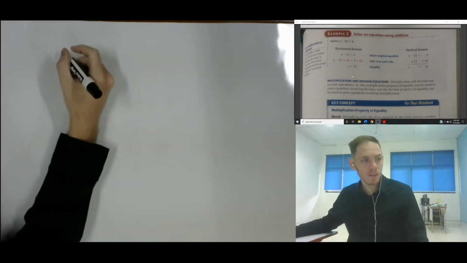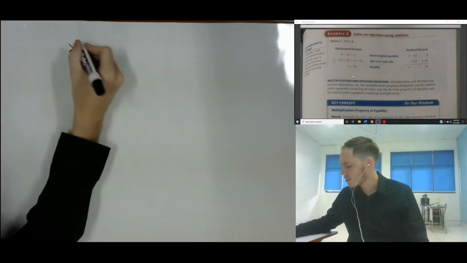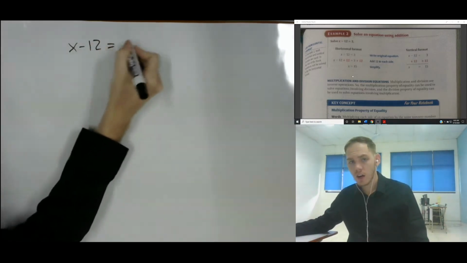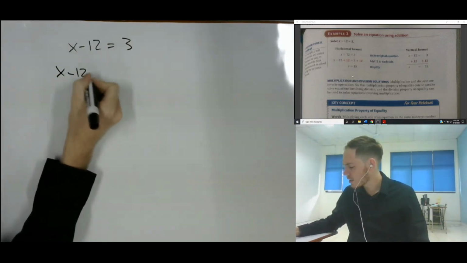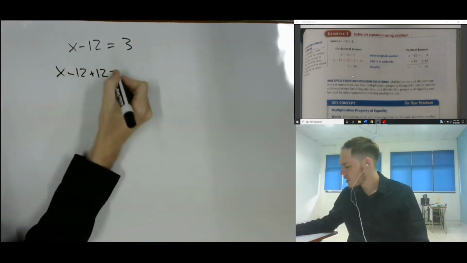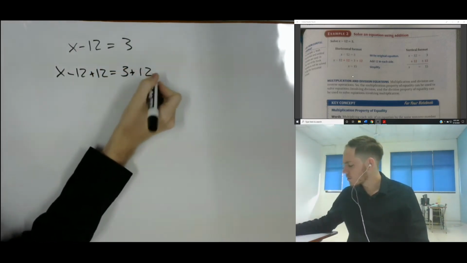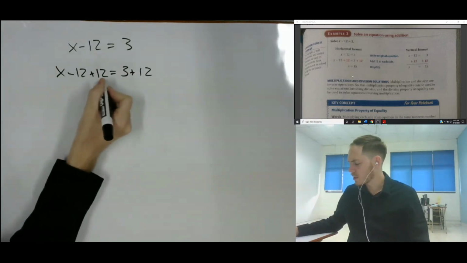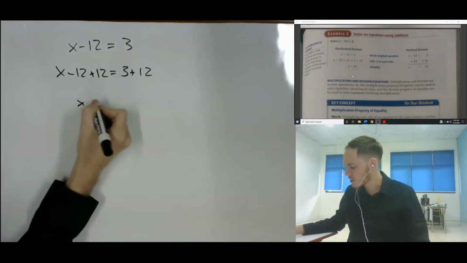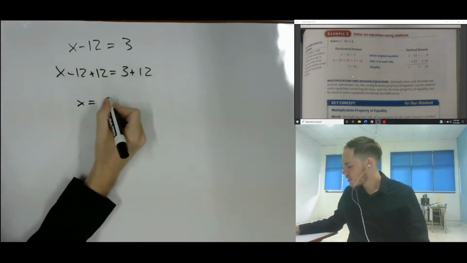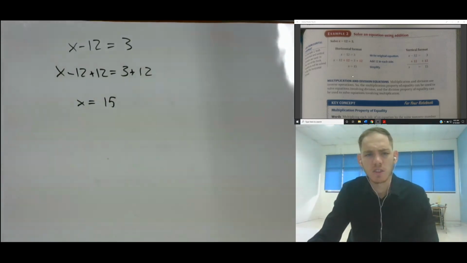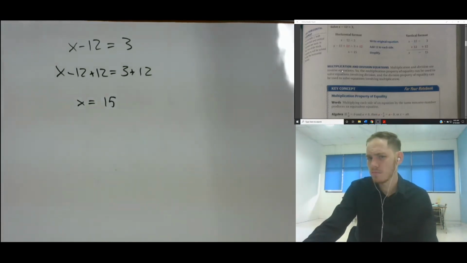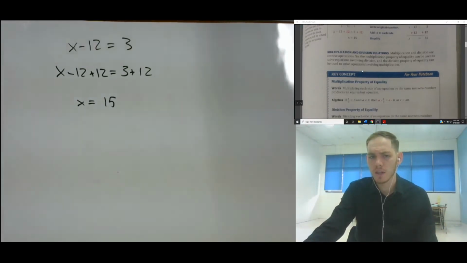So again, using the addition property of equality, x minus 12 plus 12 equals 3 plus 12. A negative plus the positive of the same value is going to give us 0. So x equals 3 plus 12, which is 15. So x equals 15. There's vertical and horizontal setups. Essentially, you don't need to worry about it. You can do either one.